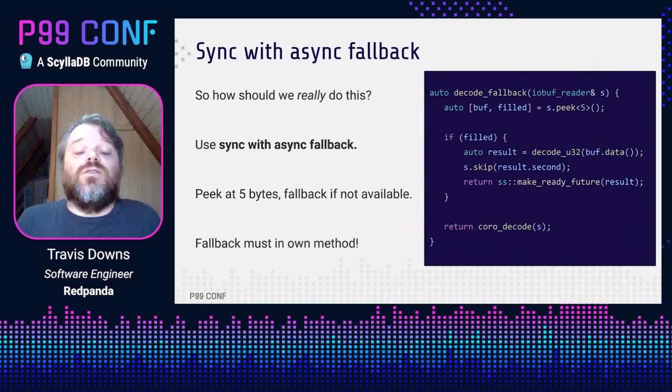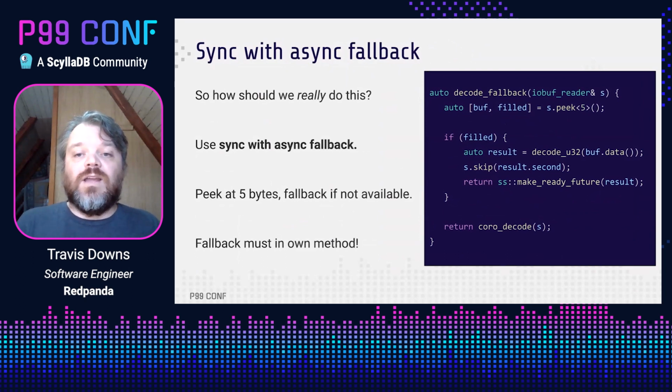So what should we really do? What is the compromise solution? Well, I think a reasonable thing is sync with async fallback, similar to the third method we saw, but we will extend our input stream to basically offer peek. So we'll say, can you give me 5 bytes and can you do it synchronously? If so, we will just pass those bytes directly to a decode method that will decode all of those 5 bytes at once, not with the loop and the passing to the decoder.